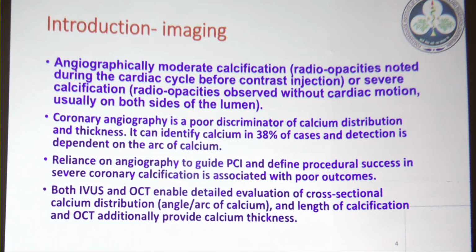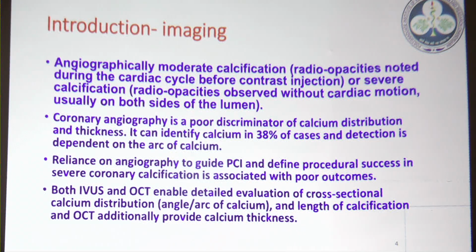What's the role of imaging for this calcified lesion? There are certain limitations of angiography to look for whether there is a calcification or not. Angiographically you can define moderate to severe calcification. Moderate calcification is where radio opacity is noted during the cardiac cycle before the contrast injection, and severe is where radio opacity is observed without cardiac motion. And it usually happens on both sides of the lumen.